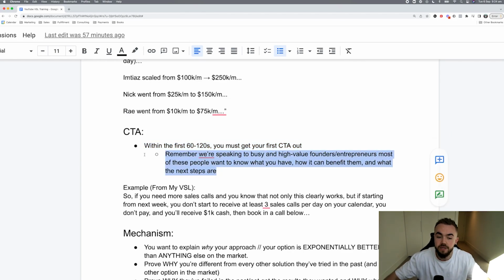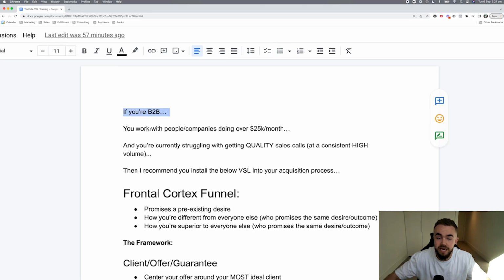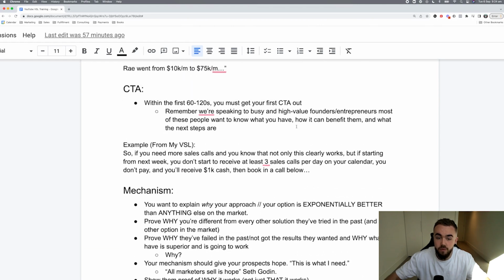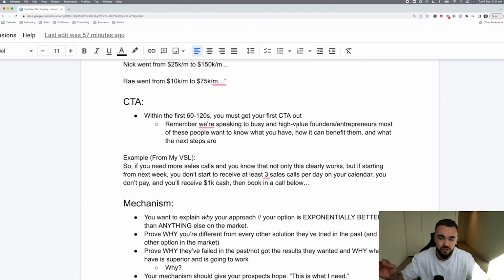And the reason why is because at the top here, I said, if you're in B2B and you want to work with companies who are doing above 25K a month, this VSL framework is specifically structured for that type of person. Honestly, you could use this for B2C as well. It would still kill it for B2C, but for B2B especially, it just murders it, okay?